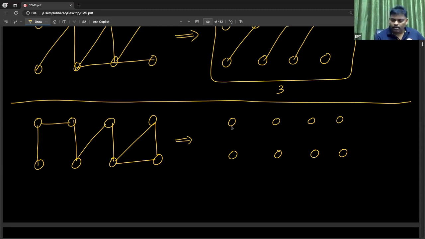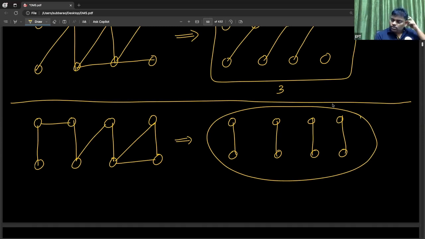I can keep 4 people like this. Right? Yeah, that's it. And one more interesting point: every person has degree 1 also. So it's a perfect matching also. So the answer is 4. Matching number of the graph means how many edges are there? 4. And one more thing is the perfect matching also.